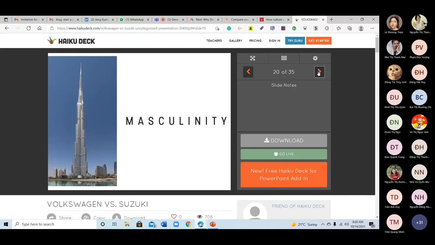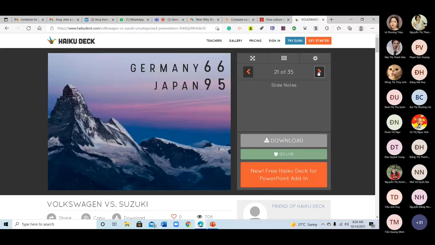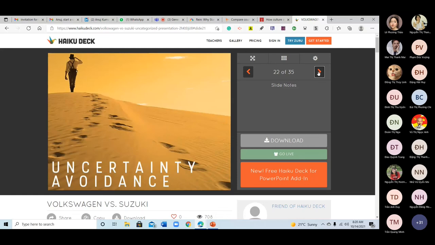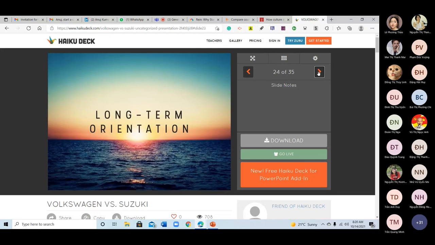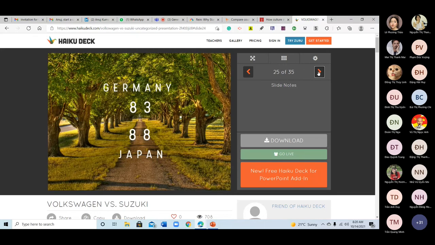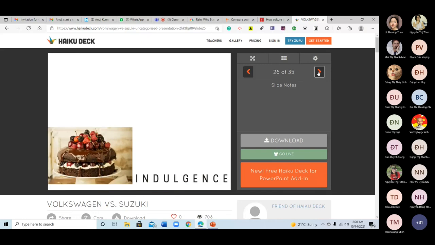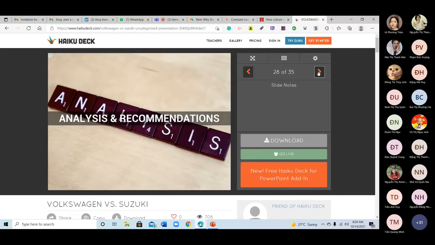Then masculinity: Germany 66, Japan 95. There is not much difference because both are inclined towards masculinity, with more than 50 for both. But the Japanese are more inclined, at 95. Uncertainty avoidance, again, both are inclined towards it. Long-term orientation, Japan and Germany, both 83 and 88. Indulgence is also not a problem.